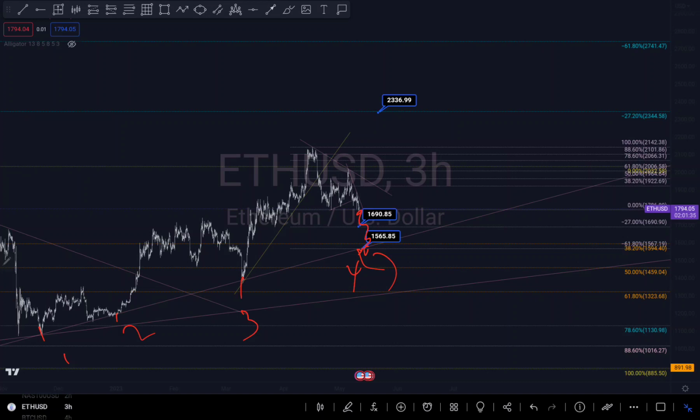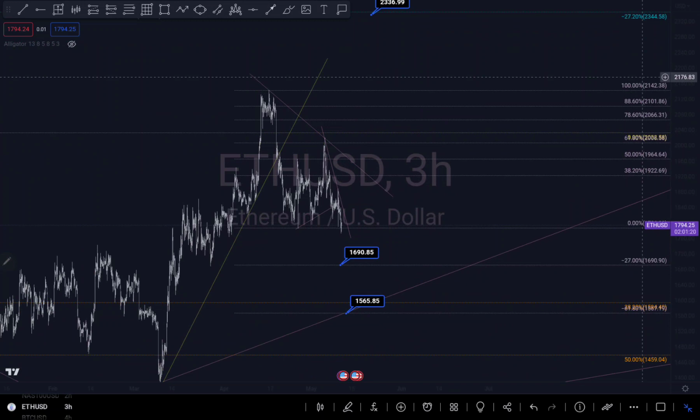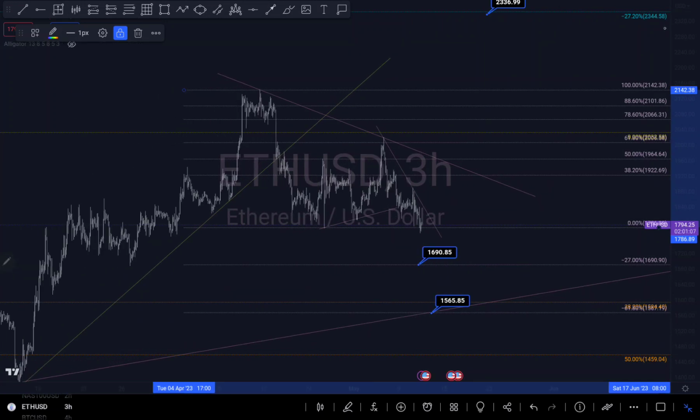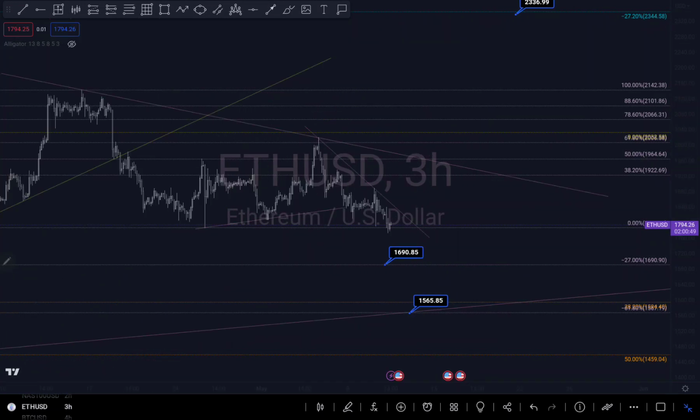Might get around that trend line for like the fourth touch, and also that trend line aligns really well with my negative 61.8%. So that is why I said there's a higher possibility that we might get down to my negative 61.8% before we continue to push up. But my target is my 1690, which is my negative 27% fib level. That is where I'm currently targeting before we see how that plays.